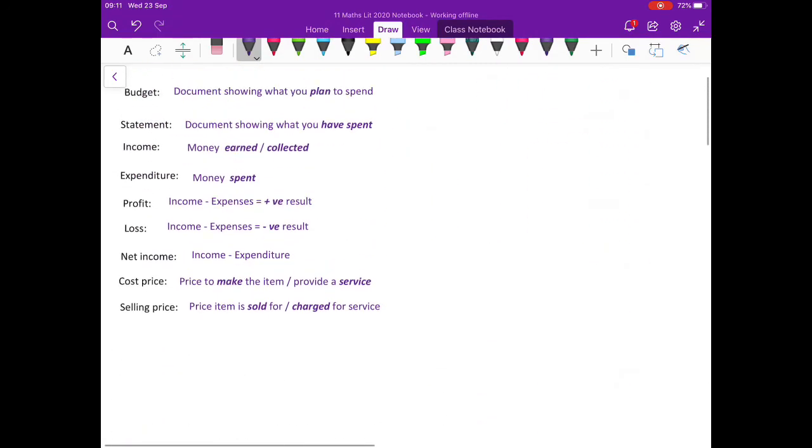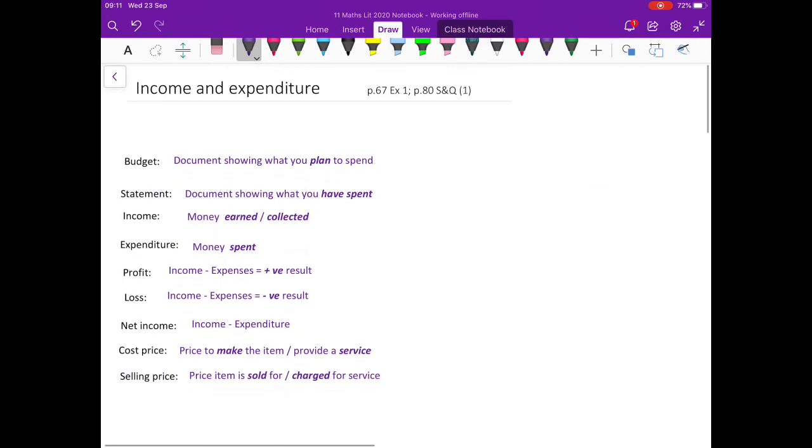As we saw at the beginning, for more practice on these, in your textbook on page 67, exercise 1, and in the summary and questions on page 80, question number 1.